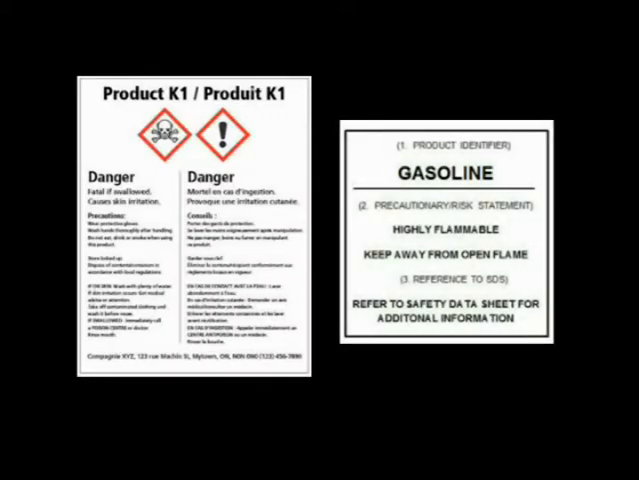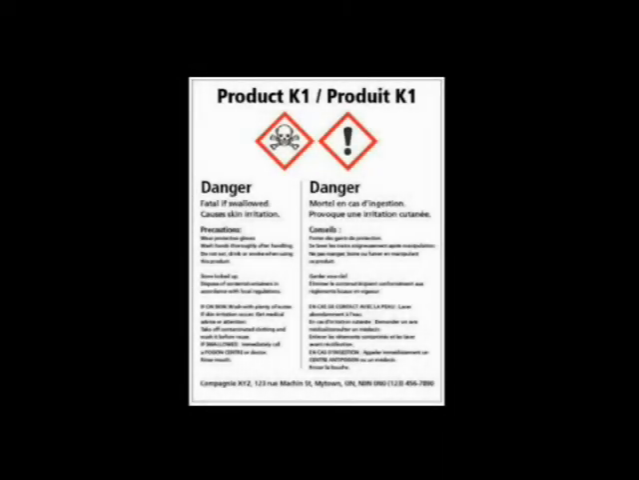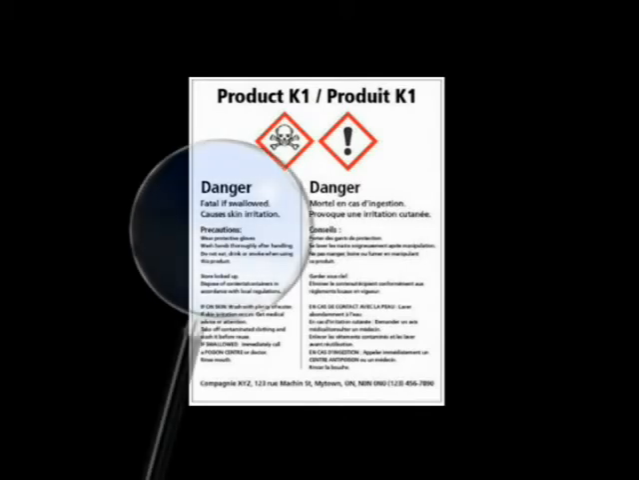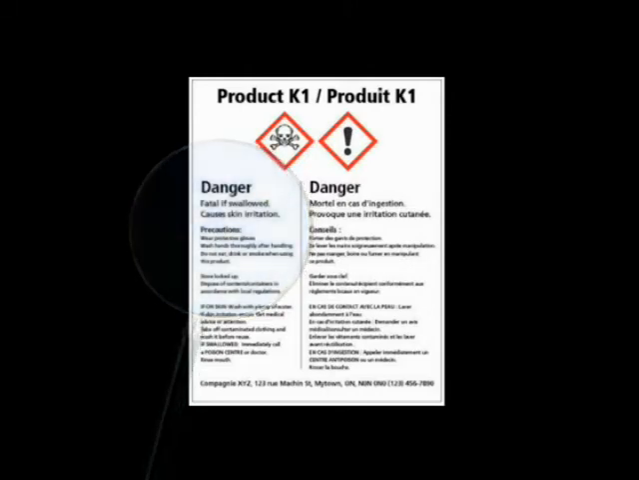There are two main types of labels: supplier labels and workplace labels. Supplier labels will show a signal word that indicates the severity of the hazard if assigned. Danger and warning. Danger is used for the more severe hazards, and warning is used for less severe hazards. Only one word will appear on the supplier label. If the product is both a danger and warning, you will see the word danger printed.